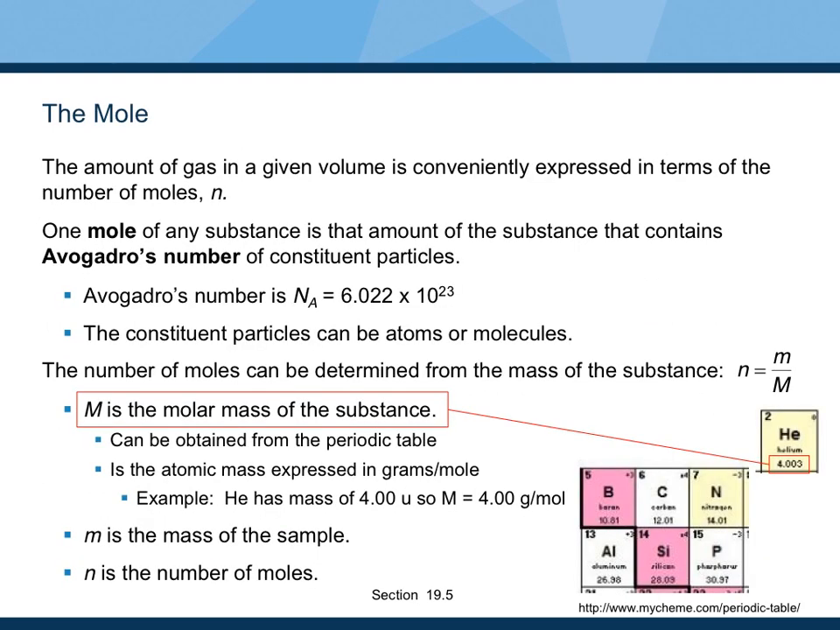We usually quantify the amount of the gas in a given volume using the number of moles n instead of the mass m. One mole of any substance is that amount of the substance that contains Avogadro's number of constituent particles. The Avogadro number is equal to N_A, equal to 6.022 times 10 to the power 23. The number of moles can be determined by this equation, n equal to small m over capital M, and capital M is the molar mass of the substance, which can be found from the periodic table, right here.